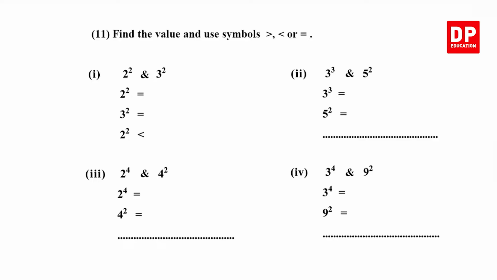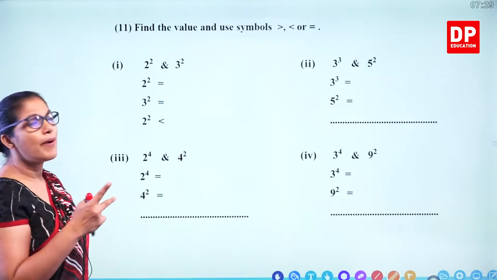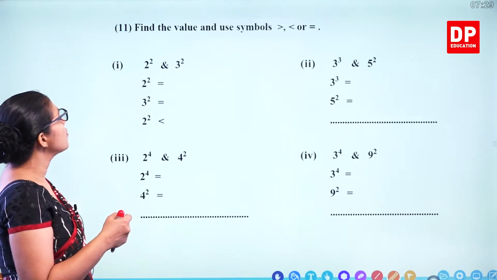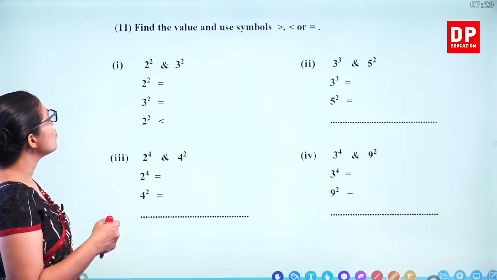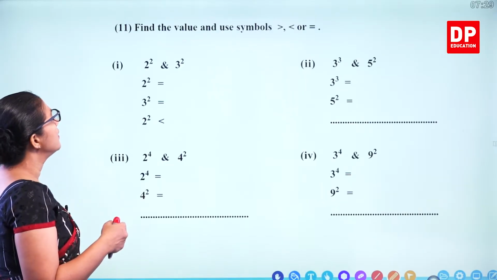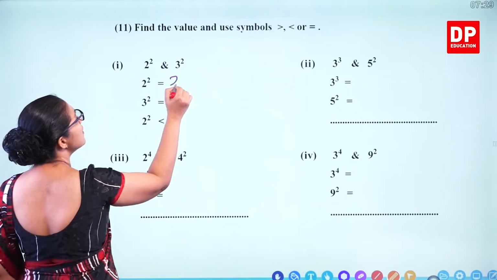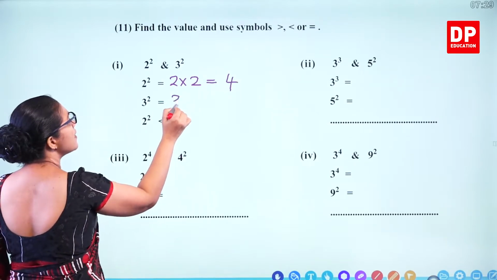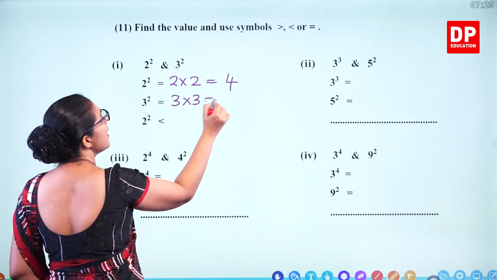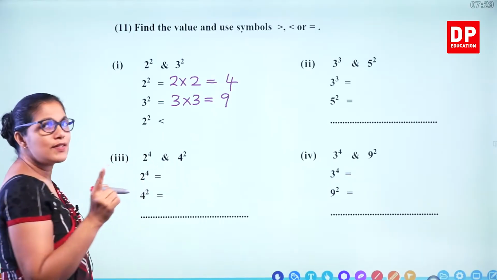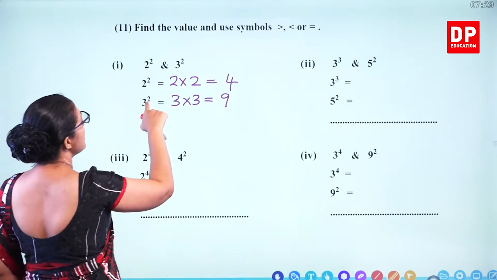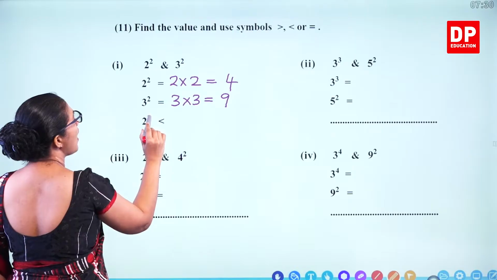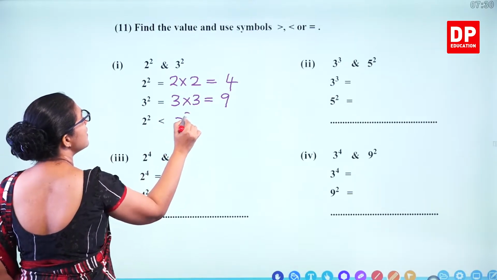Find the value and use symbols greater, less or equal signs. So you are comparing two index notations. 2 squared and 3 squared. So what is 2 squared? 2 into 2, that's 4. 3 squared, 3 into 3, 9. Now which one is bigger? 3 squared is bigger. So you can write 2 squared is less than 3 squared.